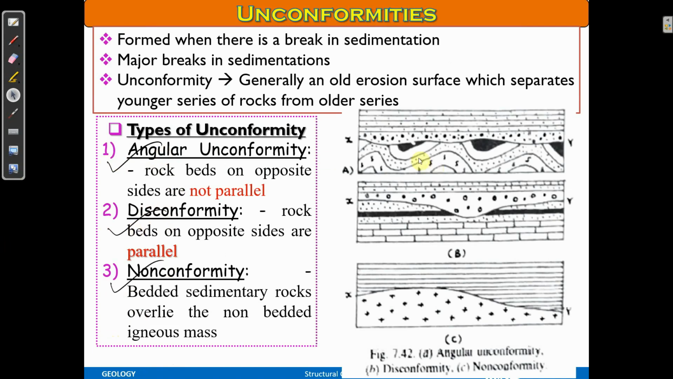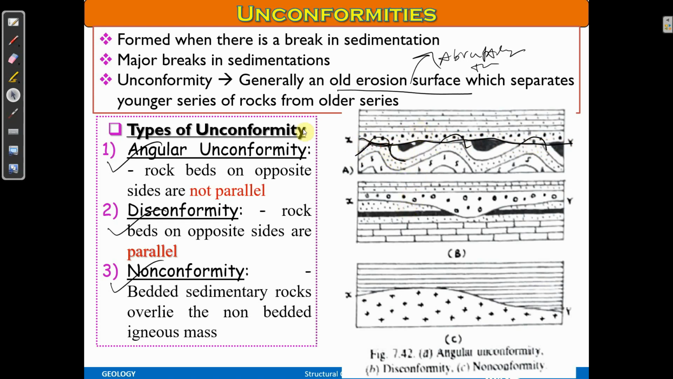So what is angular unconformity? Unconformity is generally an old erosion surface, and the characteristic of the erosional surface is that it abruptly truncates all existing structures. Like this is a nice folded structure. This folded structure was there, and this XY unconformity plane, this erosional surface, has abruptly truncated this structure. See, this structure got truncated at this point.